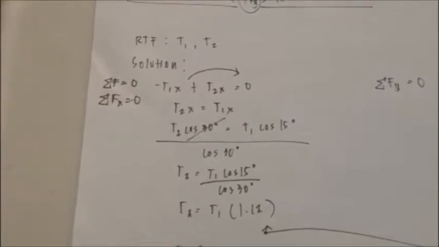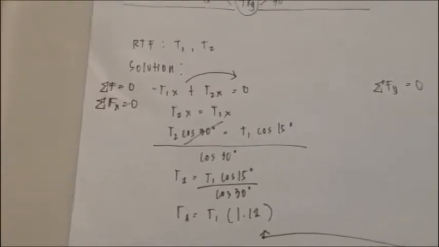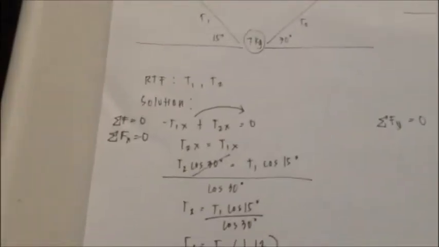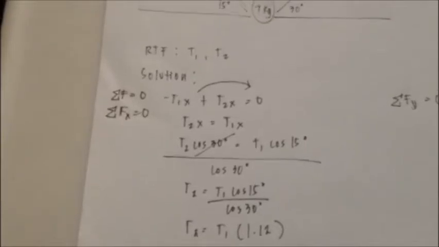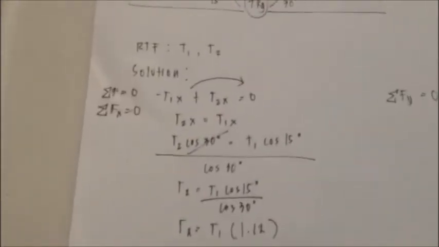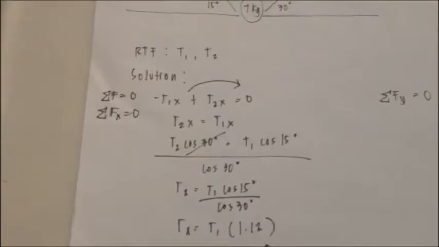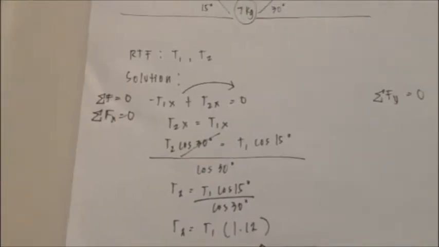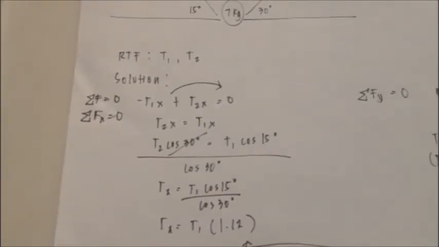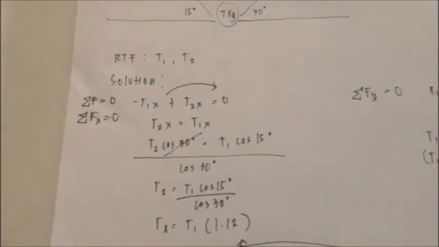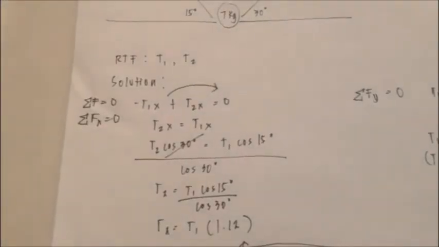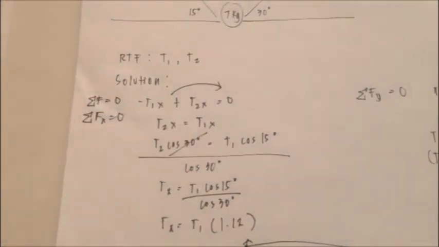So I wrote T2 cosine 30 because it is the angle for T2, and then T1 cosine 15 for T1 because it is the angle for T1. To isolate T2, I then divided both sides by cosine 30. And then I divided T1 cosine 15 over cosine 30, which now leads me to T2 equals T1 times 1.12. I cannot solve this without having the value for T1.